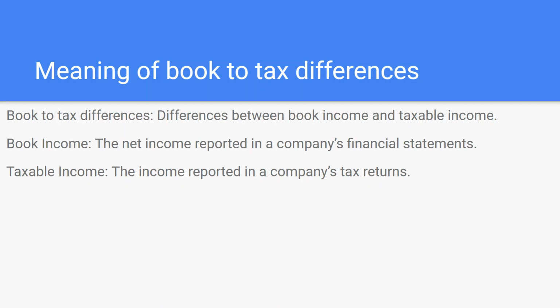Typically, when you're doing a set of tax returns, tax computations, you will take your profit before tax and make certain adjustments based on the provisions of the tax legislation until you get to taxable profit. Those items that you adjust are the differences between your book income and your taxable income, and you call those items book to tax differences.